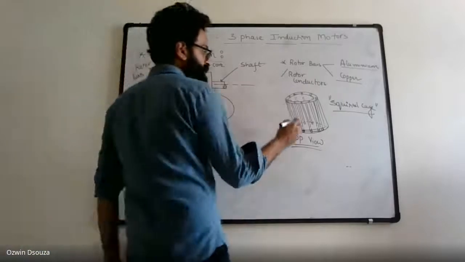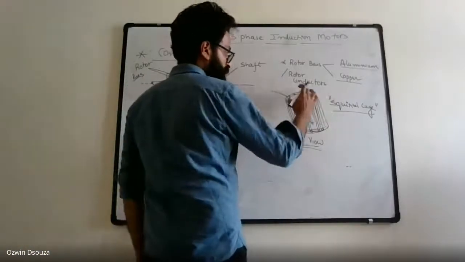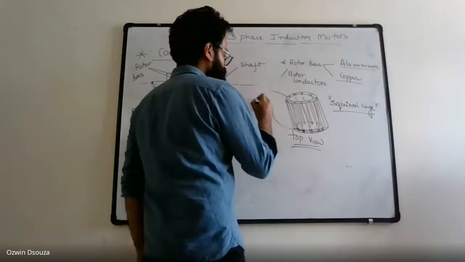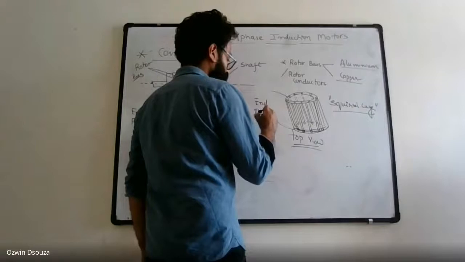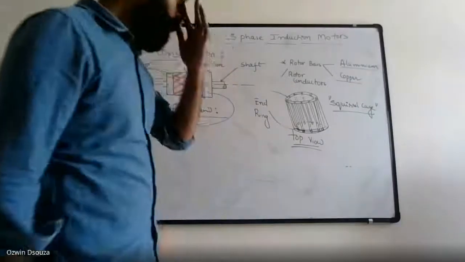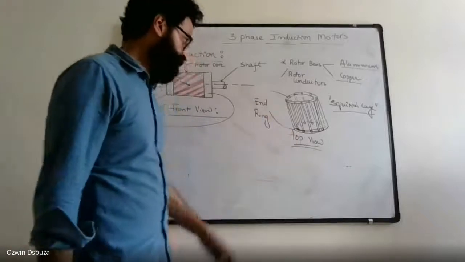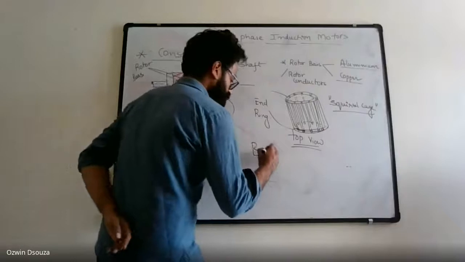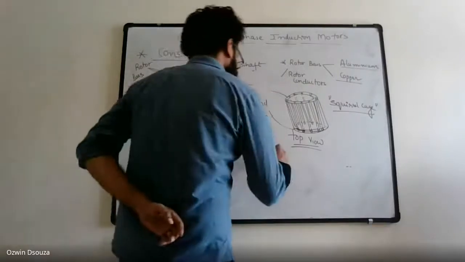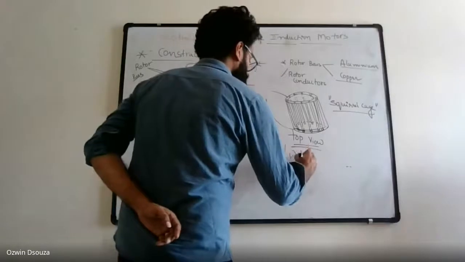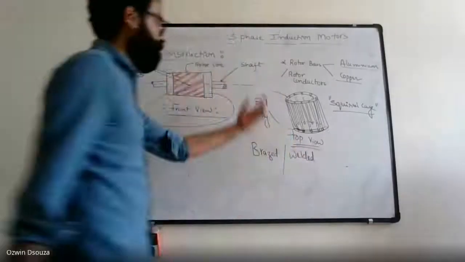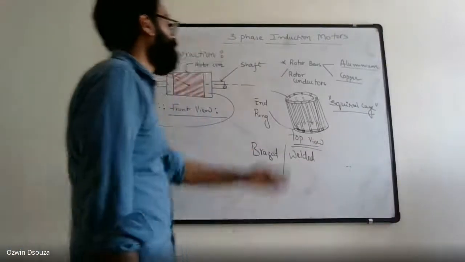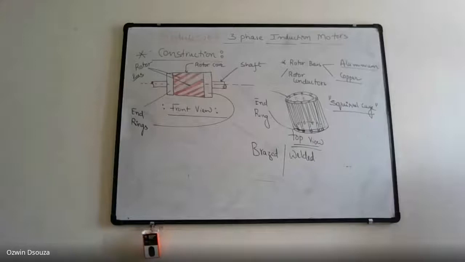So this is your end ring. The ring-shaped object found on the top half and the bottom half is called the end ring. The rotor bars are brazed or welded to these end rings. So this is how the rotor construction of a squirrel cage rotor is carried out.